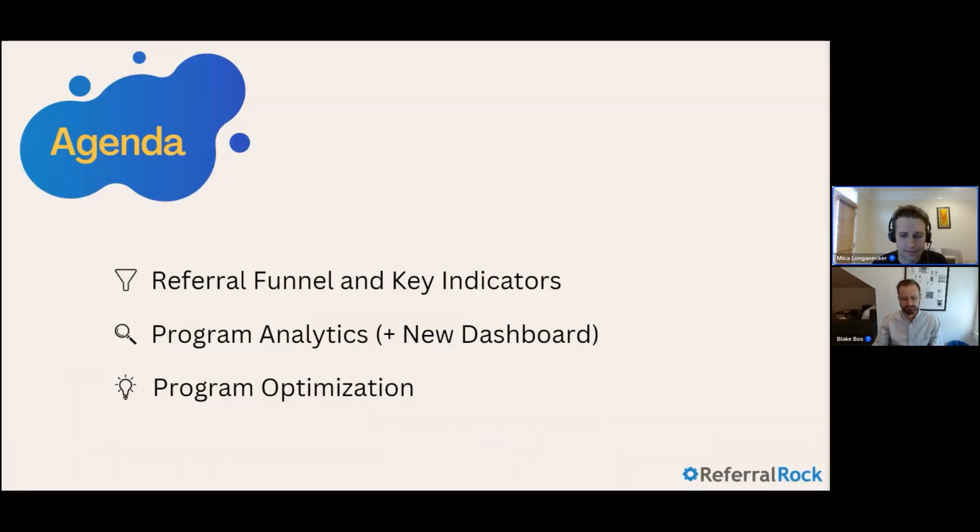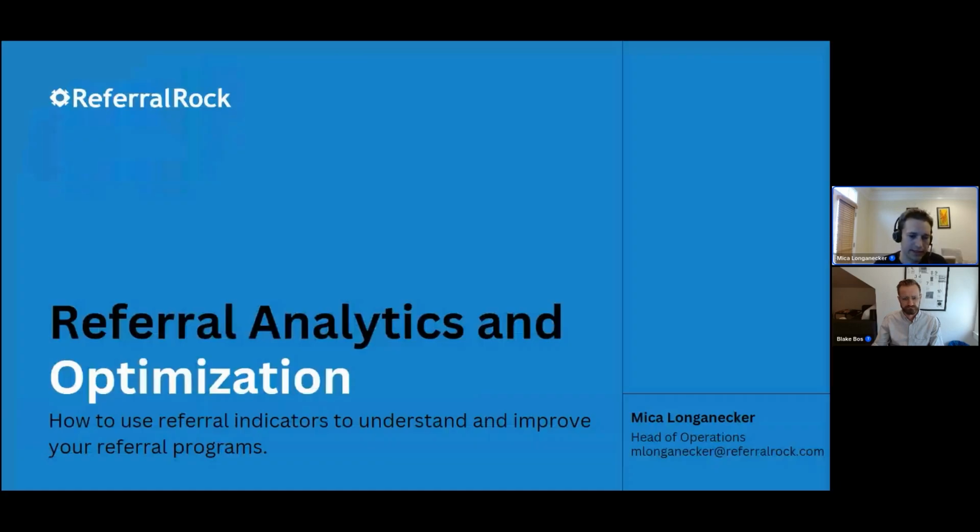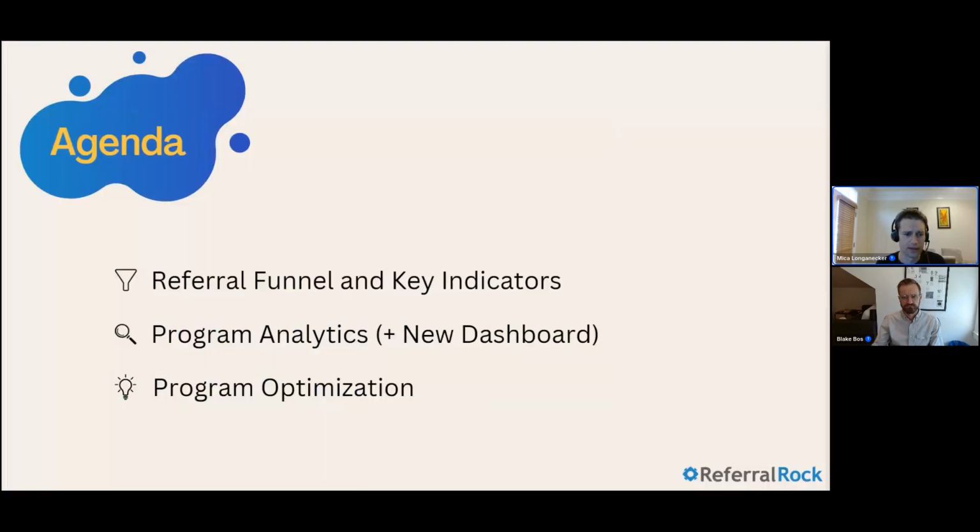So today, we're going to be talking about referral analytics and optimizations. In particular, we're going to talk about how to use referral indicators to understand and improve referral programs. So we're going to cover three main topics. We're going to go over the referral funnel and key indicators. We're going to talk about program analytics and walk through our new dashboard. And then finally, we're going to talk about program optimizations and open up for any questions that you might have.